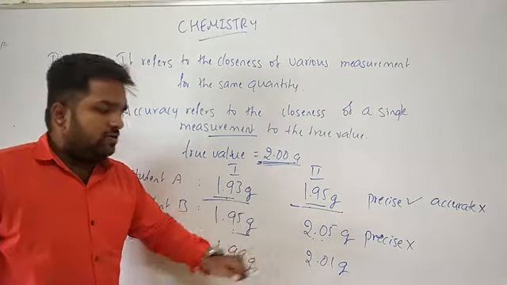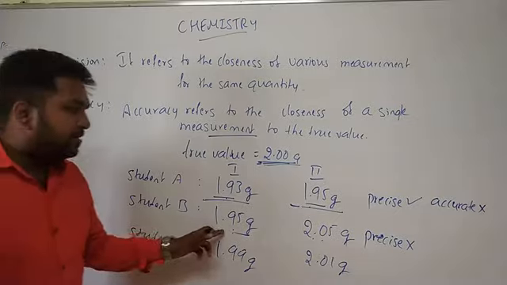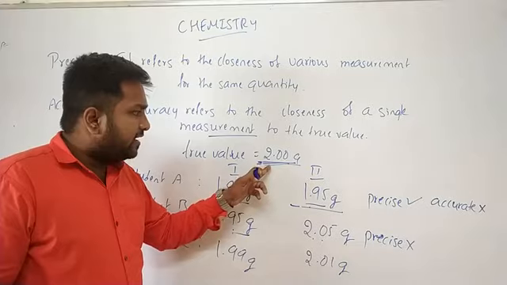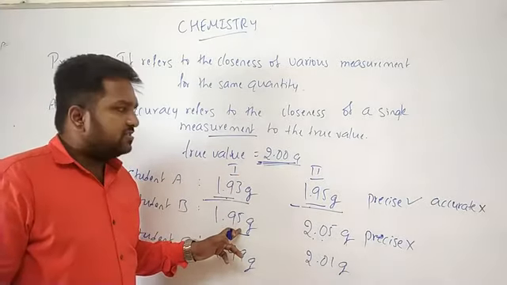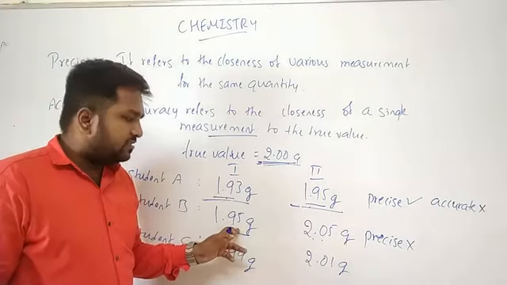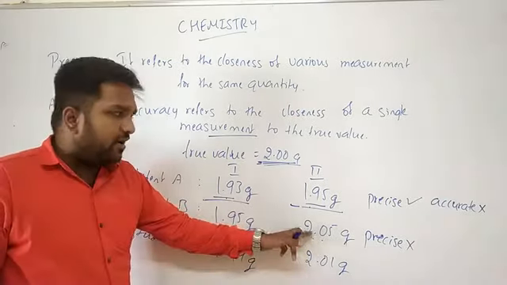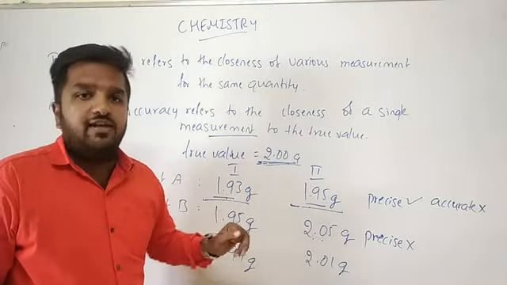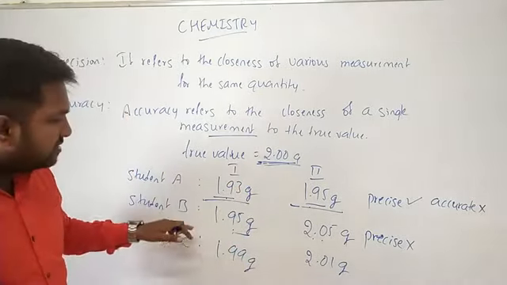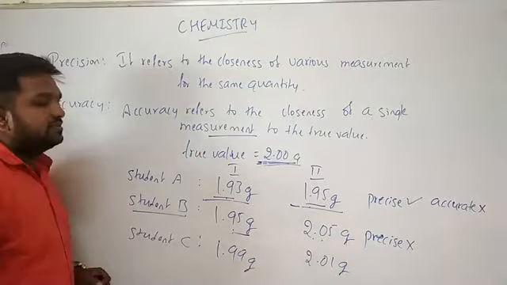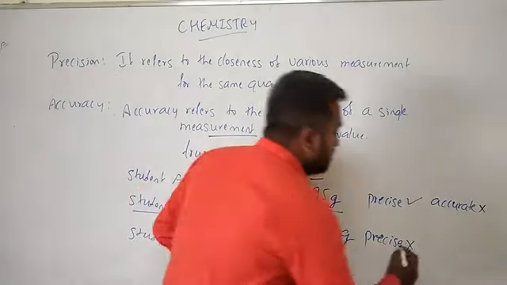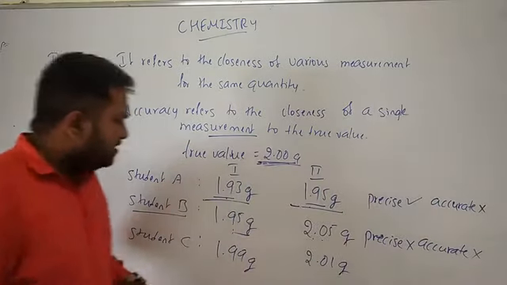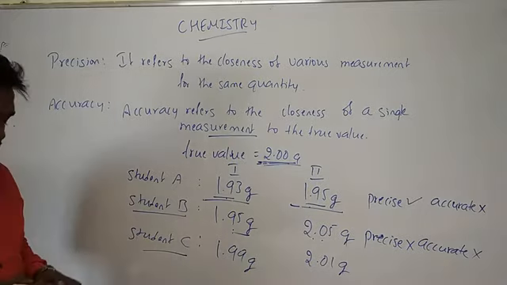So is this closer? No, it is not, because 1.95, 2.05, there is a huge gap. It's not even precise, and 1.95 and the true value 2, this is not close to the true value either. So this is not even accurate, and 2.05 also is different. There is a huge difference between 2.00 and 2.05. This is not even accurate. So student B's value is not even precise and it is not even accurate. Clear?